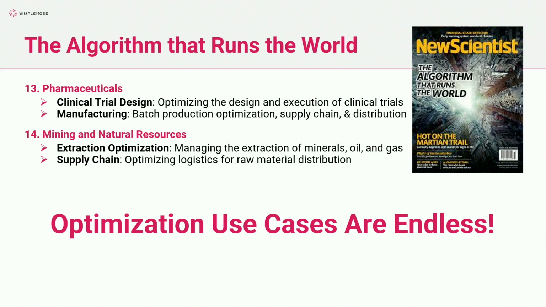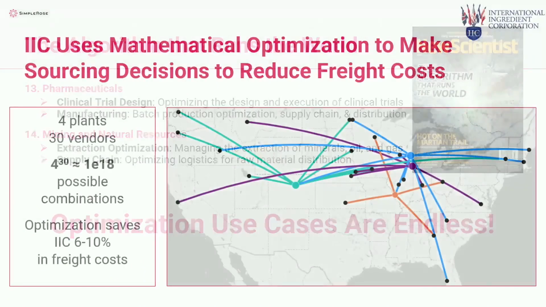A really good example of this is in fleet management. FedEx was once quoted as saying that if you saved a mile per day per truck, it would save them about $50 million a year. So these have real financial impact for businesses.